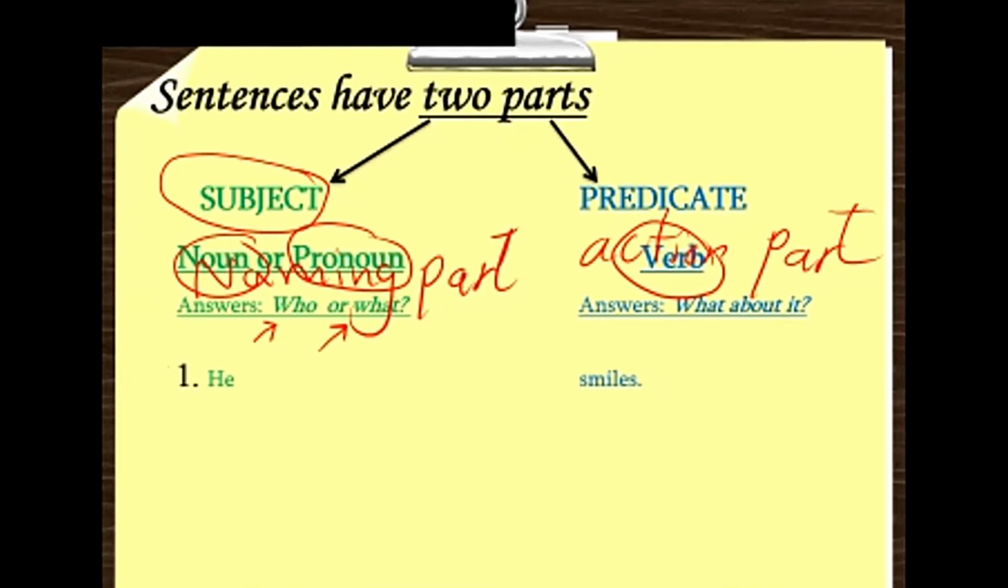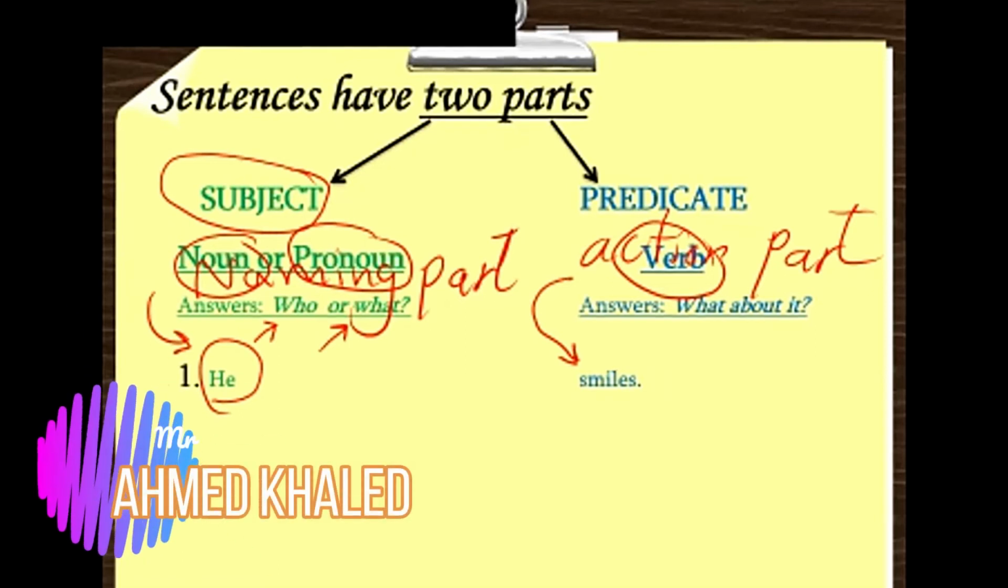Like, he smiles. So who smiles? Yes, he. So he is the subject, and smiles is the action part. He will be the naming part, and smiles will be the action part.